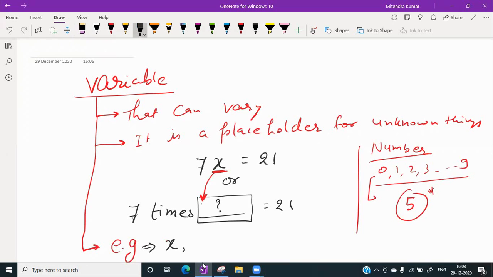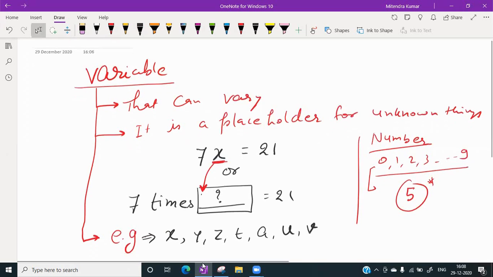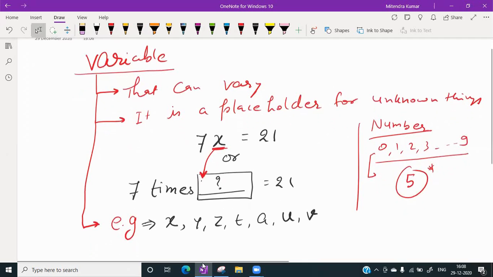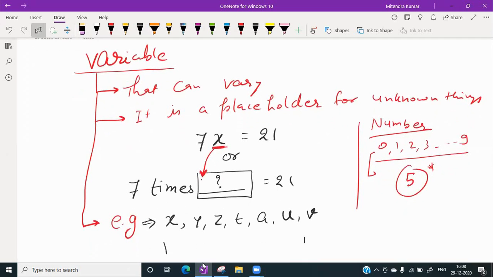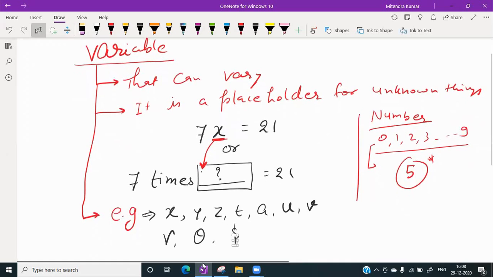So if you write x, y, z, or maybe t, or maybe a, or maybe anything, u and v, or maybe some other symbol, maybe delta, this is a special symbol, maybe dollar sign or anything, है ना? So this can be a variable, है ना? इसका vary करेगा.